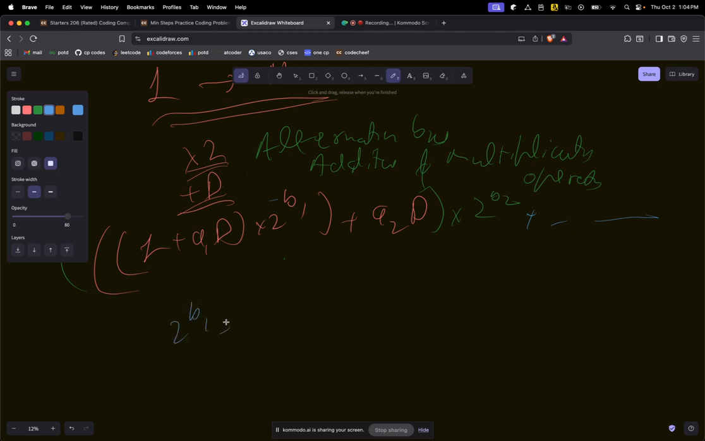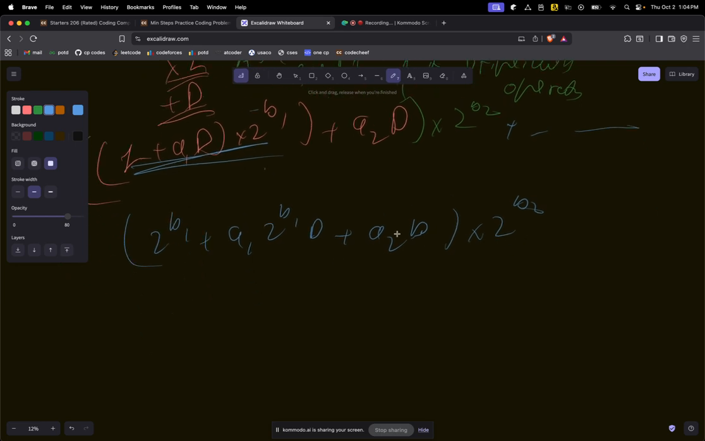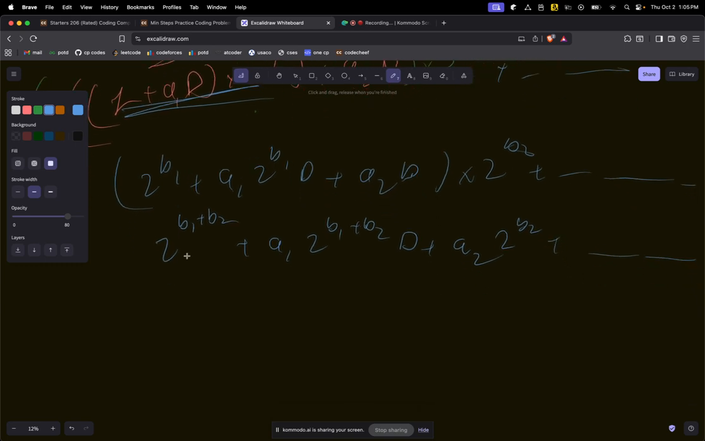So 2^b1 plus a1 2^b1 d plus a2d times 2^b2, right? So I just did this multiplication here. And then I do the multiplication again. It will become 2^(b1 plus b2) plus a1 2^(b1 plus b2) d plus a2 2^b2. Let's say I have more terms here, right? That's more terms. So I can see the pattern even from this thing.